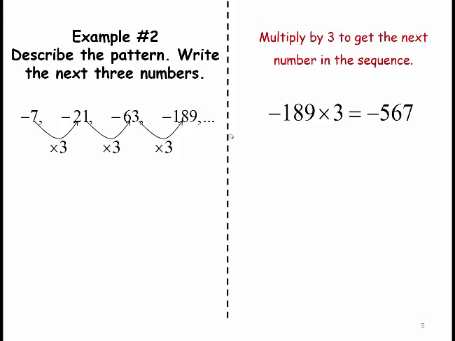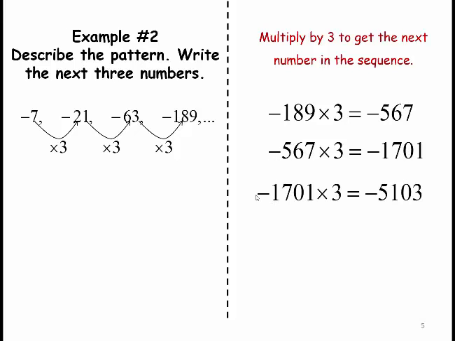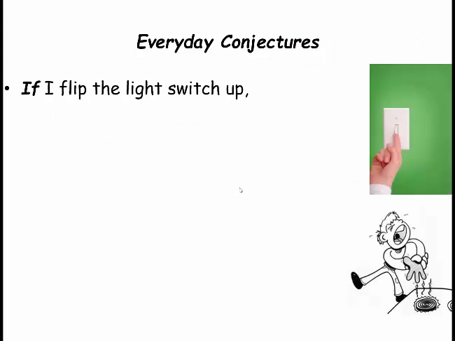And as you can see, if I take minus 189 times 3, I get this. And I take minus 567 times 3 to get this. And then I take minus 1701 times 3 to get this. Those are the next 3 numbers in the sequence.